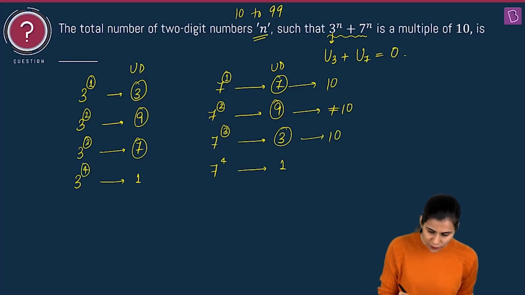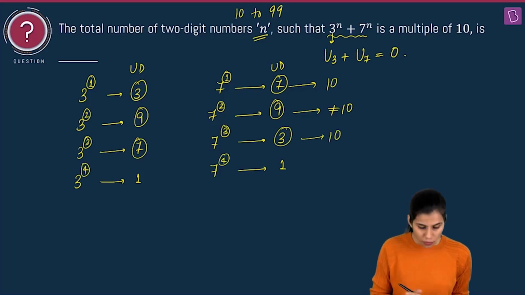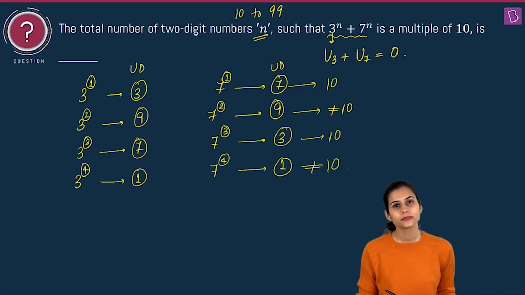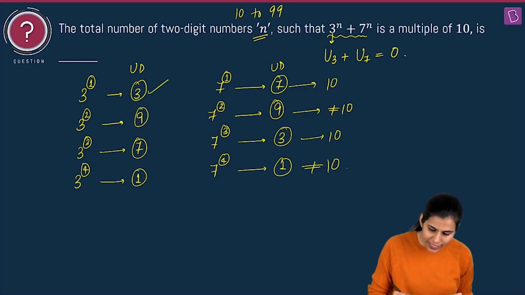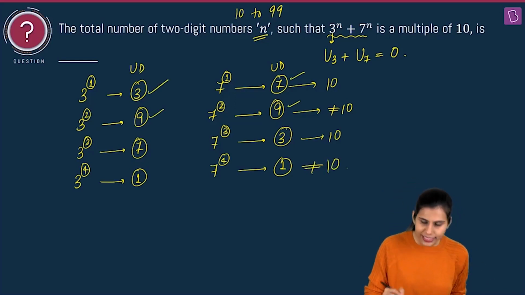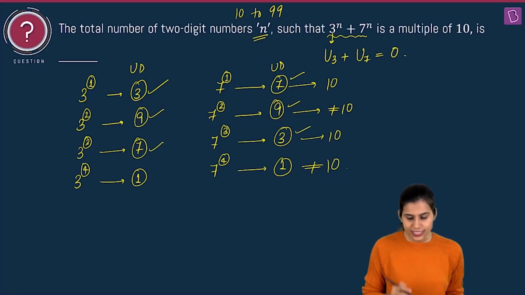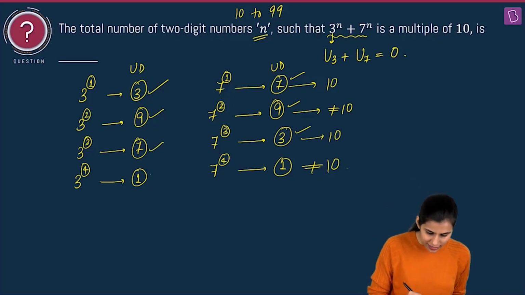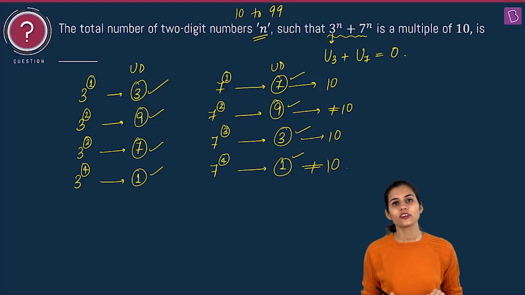Whereas when you take n as 4, the sum of the units digits of 3 to the power n and 7 to the power n is not coming out to be 10. When you take n equal to 5, again you will get 3 here, 7 here, sum is 10. When you take n as 6, you will get 9 here, 9 here, sum is not 10. When you take n as 7, you will get units digits 7 and 3, the sum is again 10. When you take n as 8, you will get 1 here, sum is again not equal to 10.